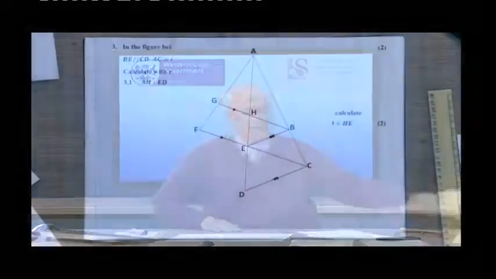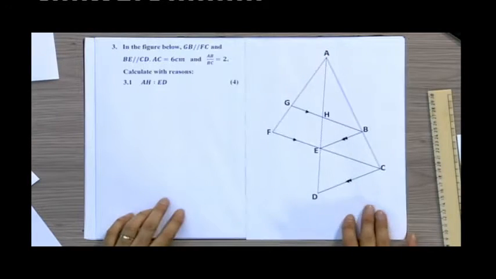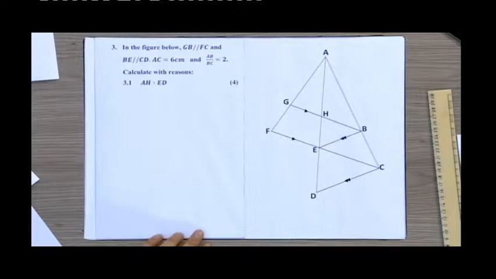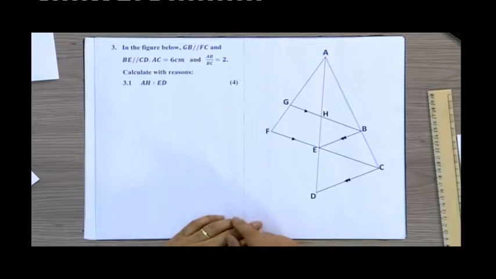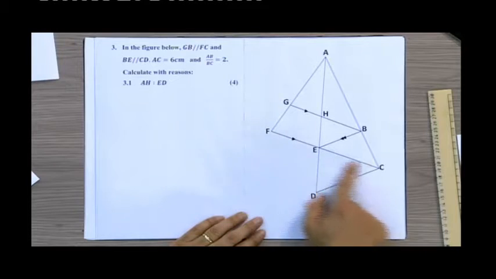Let's look at one challenging question here. If you look at the sketch alone, you're going to say, sir, it looks frightening. How do I approach a sum? Always try to understand and study your sketch so that you know exactly what to do if you have to answer it. It says here, GB is parallel to FC.